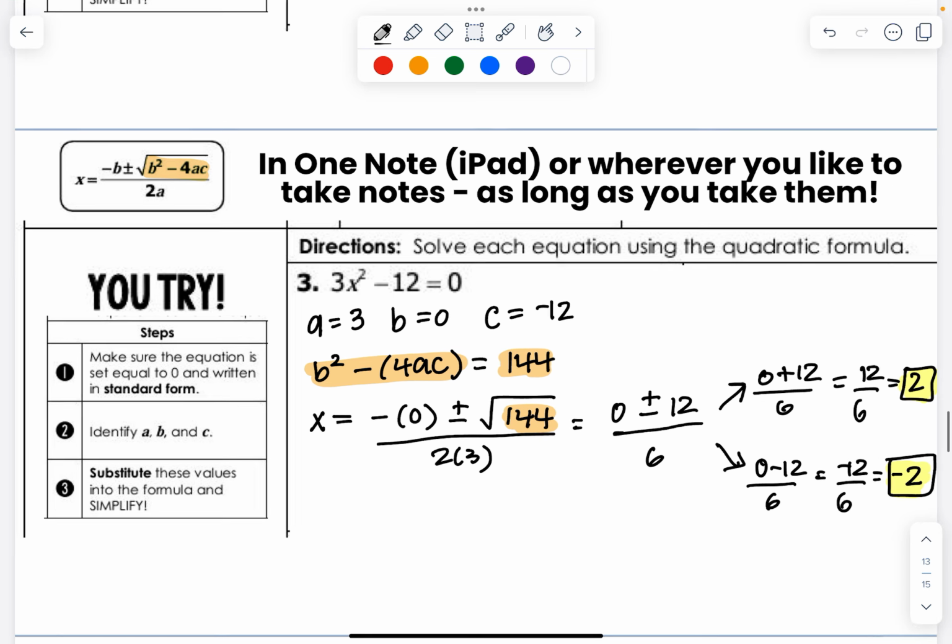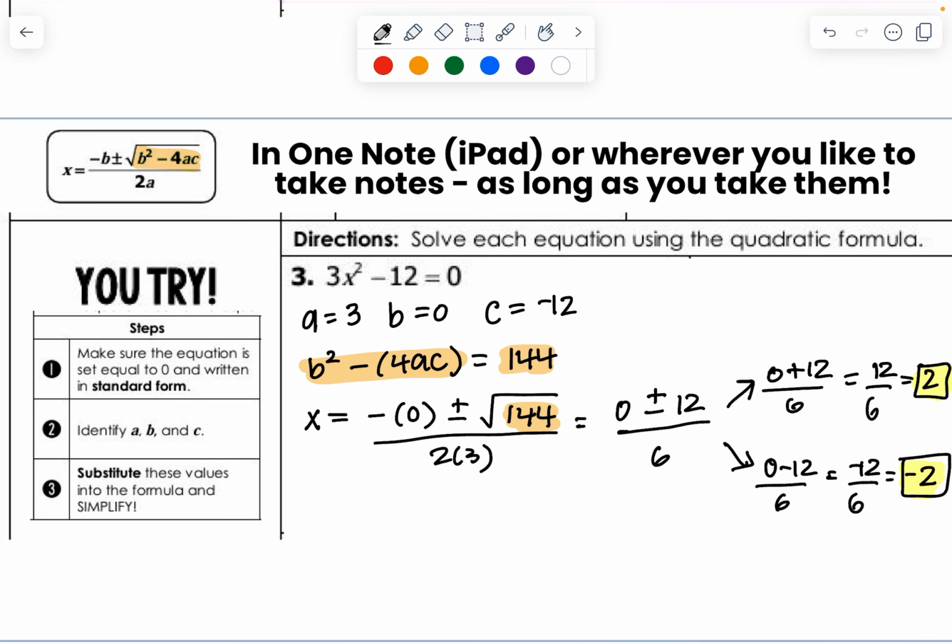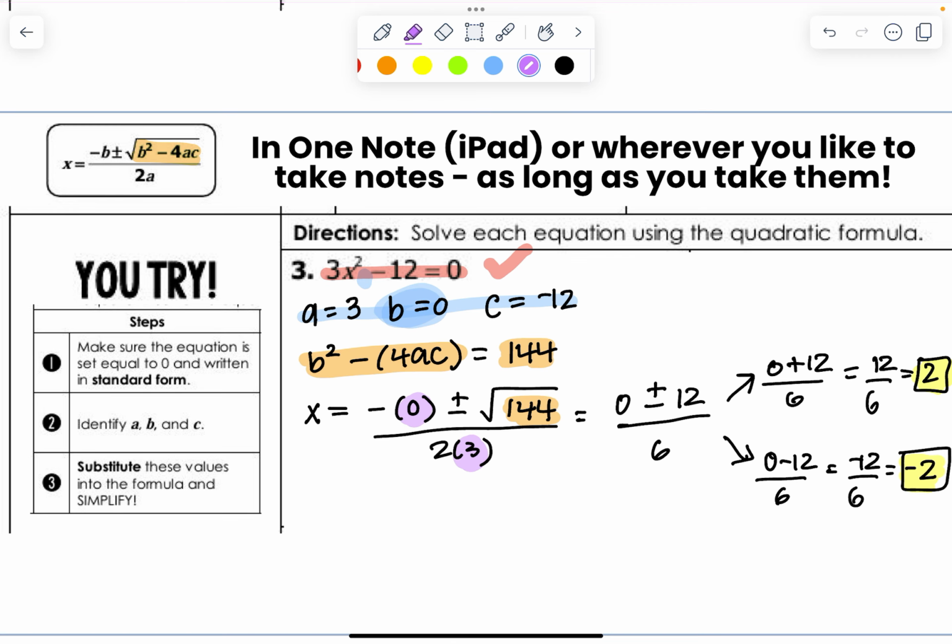Okay, when you set this up, step 1 is done for you. Step 1, make sure your equation's equal to 0. Done. Step 2 was the hint, the tricky part. Did you make sure that b is 0? There is nothing with an x term. There's nothing right here in the middle. Then when you find b squared minus 4ac, you get 144. When you substitute it into your quadratic formula, opposite of b, opposite of 0, plus or minus square root of 144, all divided by 2 times a. A was 3. And you'll simplify your values to getting 0 plus or minus 12 over 6.